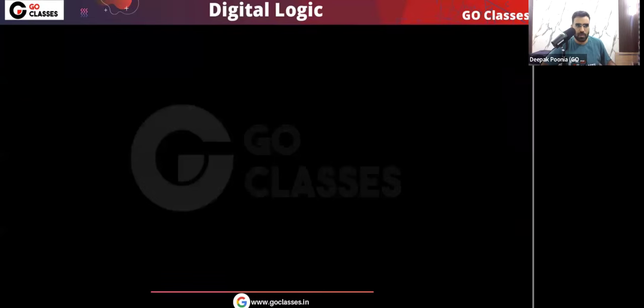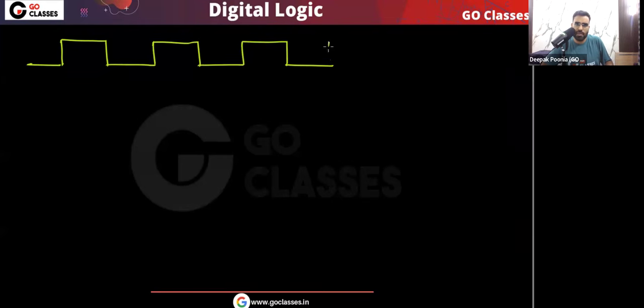So let's see. Now let me take the clock signal. Just take a clock signal, and then let's see what the Q output waveform will be. In our previous lectures, we have seen many questions based on Q output waveform, where the clock waveform is given to you and we are finding the Q output waveform like this. So this is the clock signal, or I can say C.